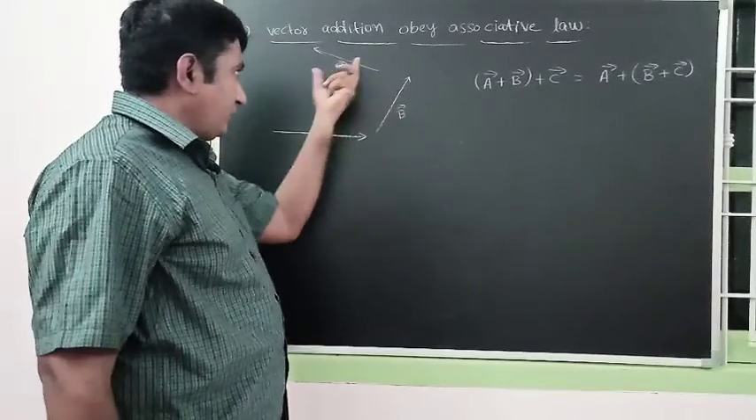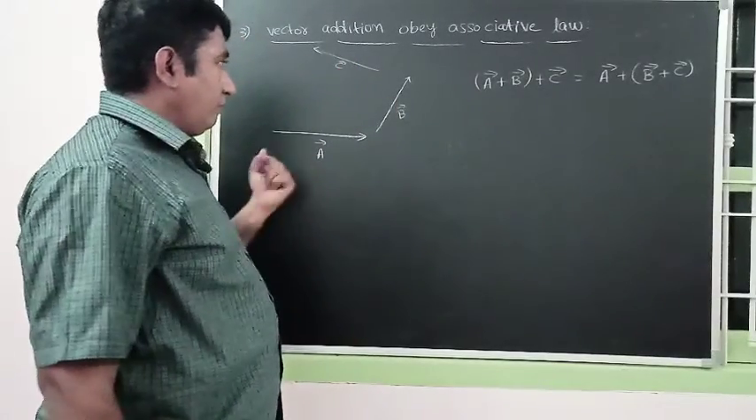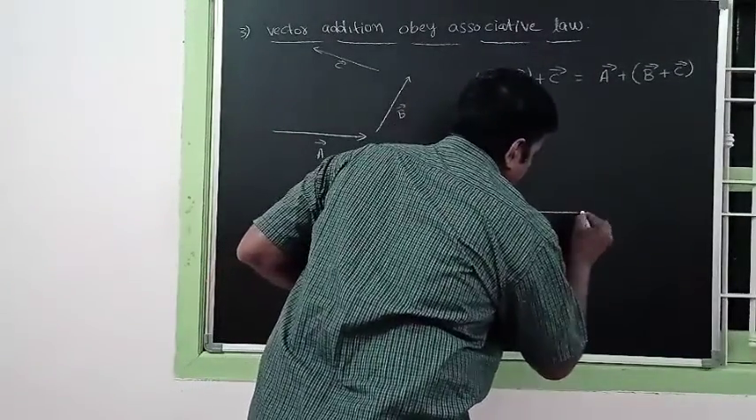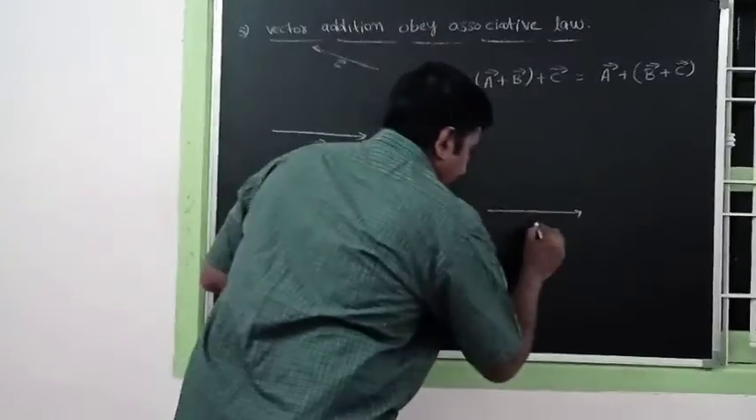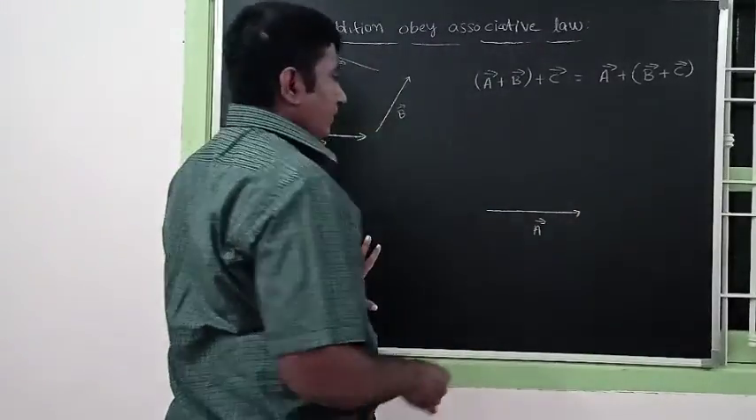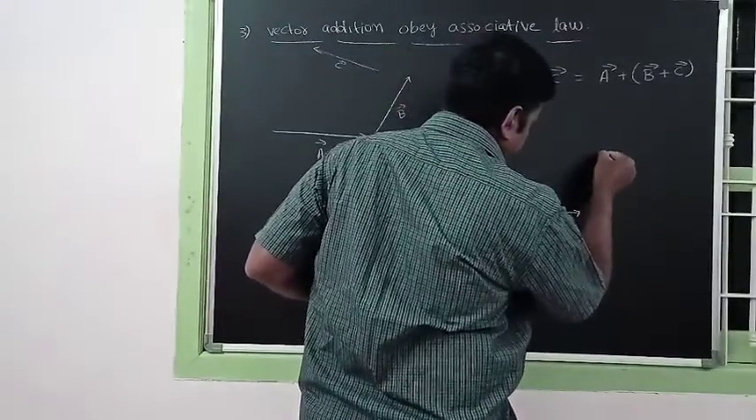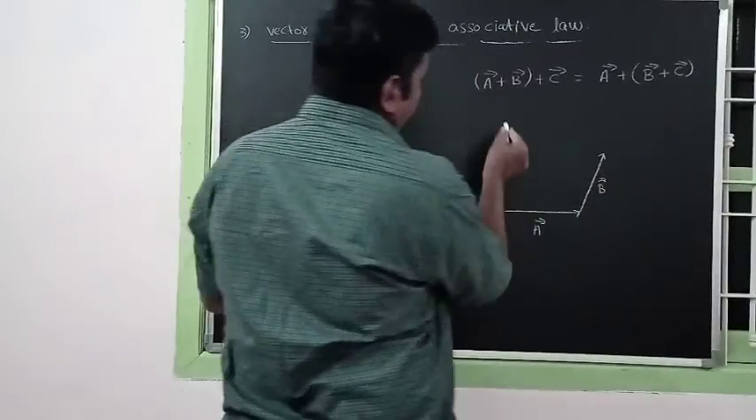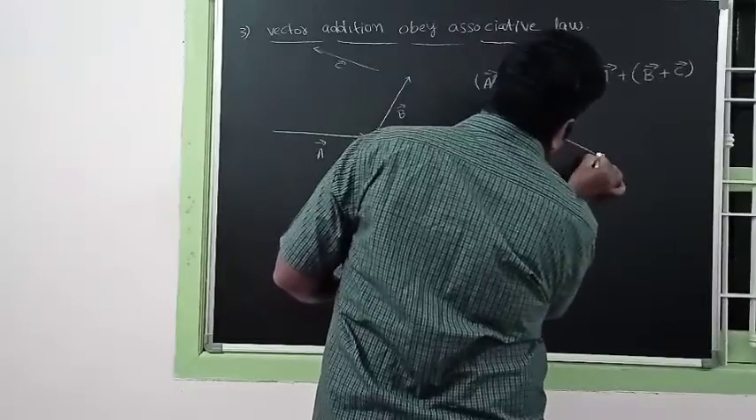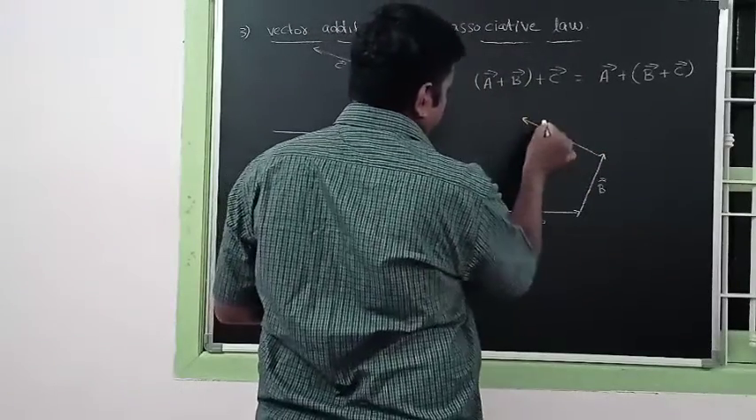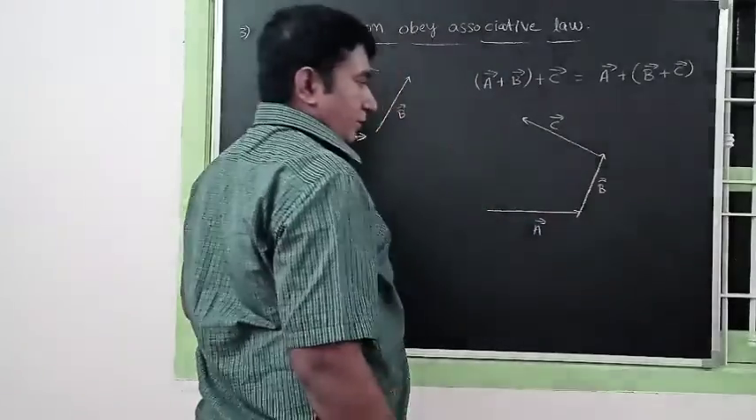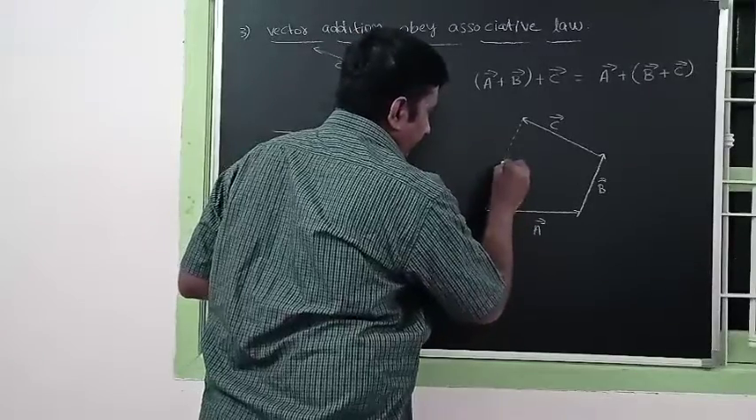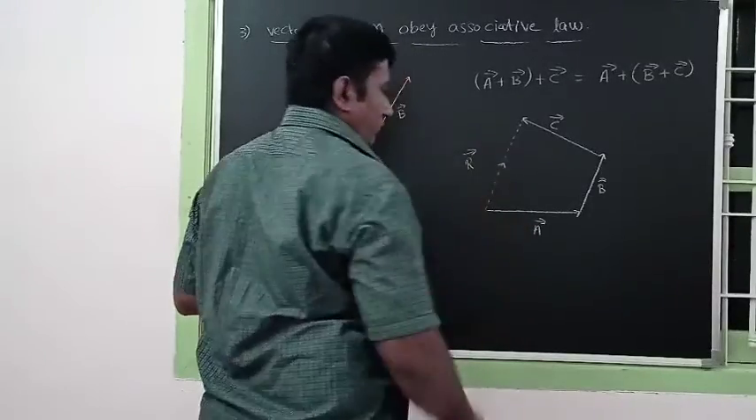Now A vector, B vector and C vector, I can prove here with the help of the polygon law. First I will take the A vector without changing its magnitude and direction. So A vector, and then B vector, approximately I am taking the B vector along with this C vector. So this is the C vector. The resultant of this is given by the third side, which is nothing but the R vector.